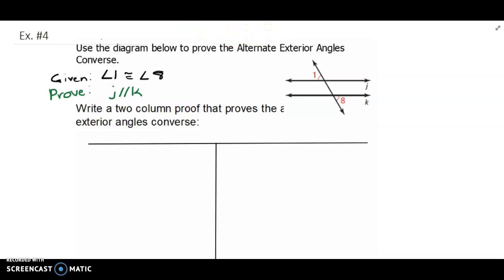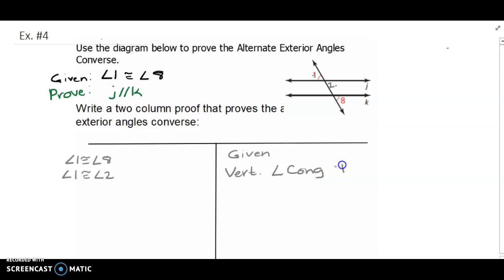All right, let's go over this. Now, I'm going to label this angle just as angle 2, just to kind of make our lives a little bit easier. So I'm going to start. Angle 1 is congruent to angle 8. That's given. But I also know that angle 1 and angle 2 are congruent because they're vertical angles, and the vertical angle congruence theorem tells us that all vertical angles are congruent. So angle 1 is congruent to angle 2.